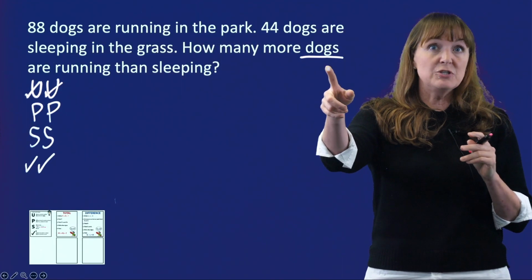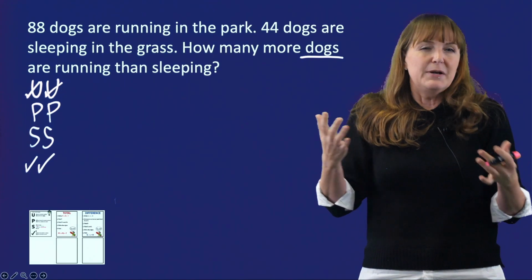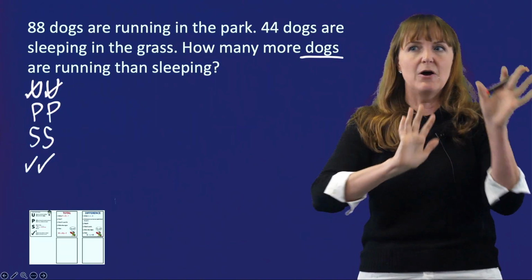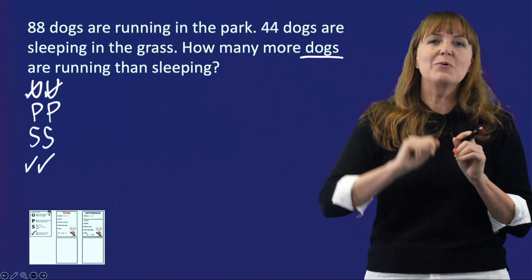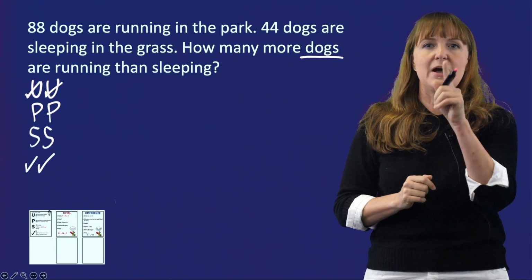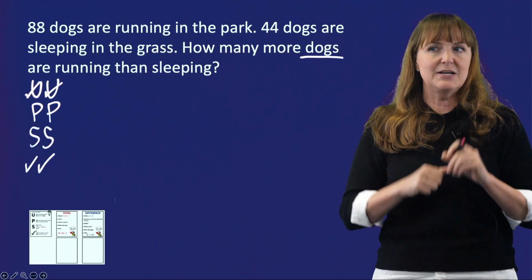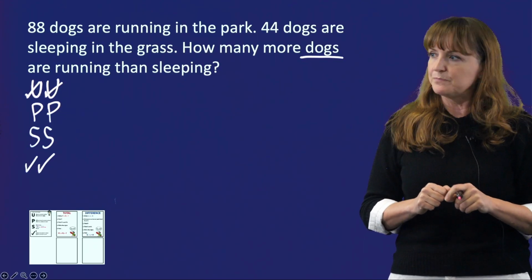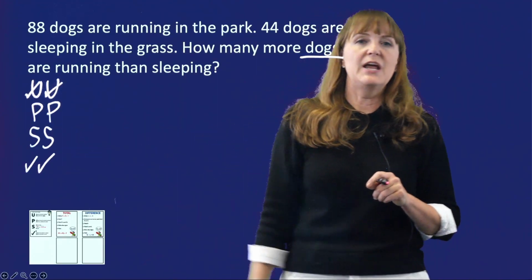Now, could I underline dogs everywhere I see it in the problem? Sure, you could go ahead and do that. But I like to be really picky with what I underline. I don't want to get distracted by all of these different lines and circles and all of that stuff. So I'm only going to underline dogs once because now I know I need to focus on numbers that pertain to dogs. And anytime I see a number about dogs, I'm going to ask myself if I need it to solve the problem.